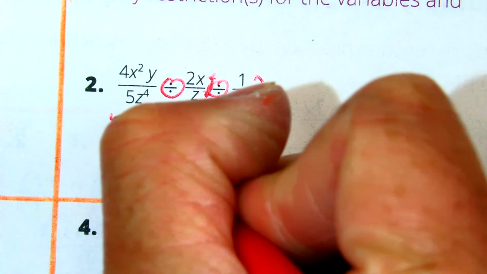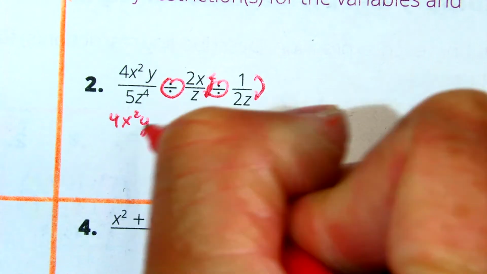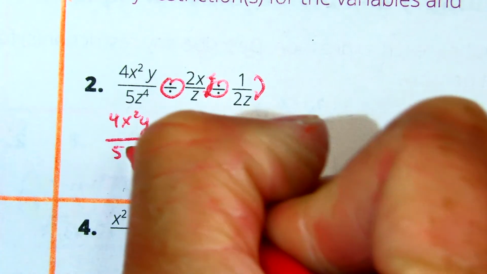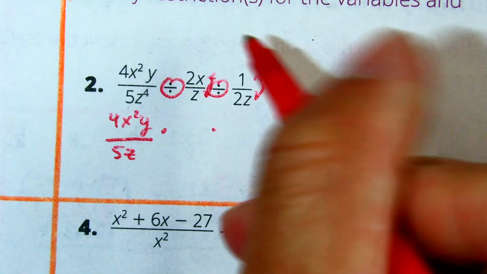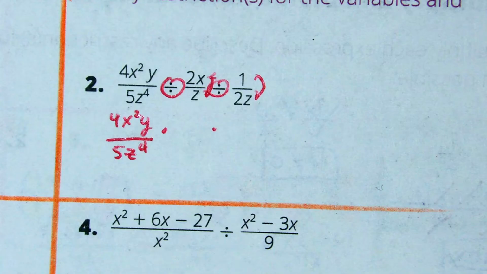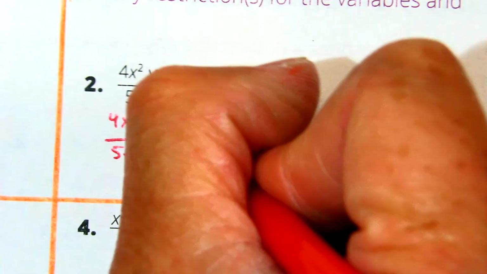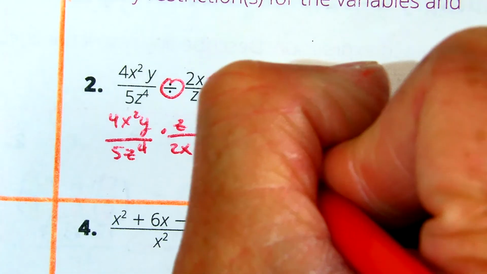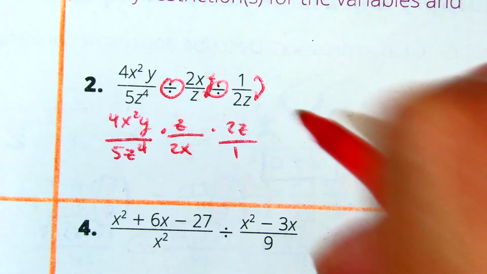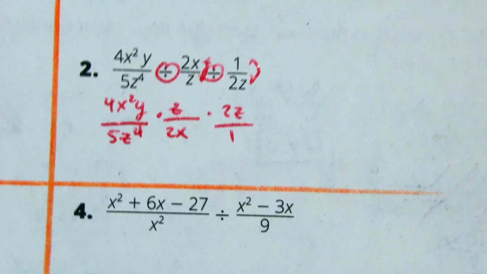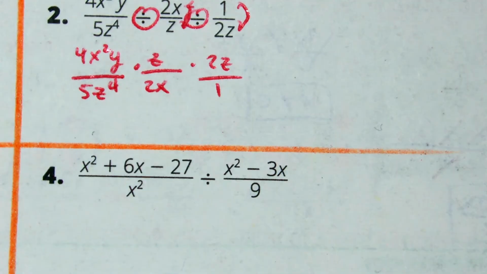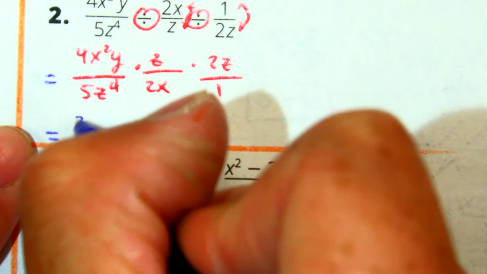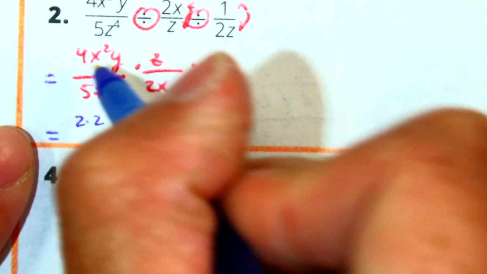So I have 4x squared y over 5 times z to the 4th. Right now I'm just flipping them. Z over 2x and 2z over 1. From here, I'm going to break them up into prime factors. 2 times 2. Class, this one becomes what?